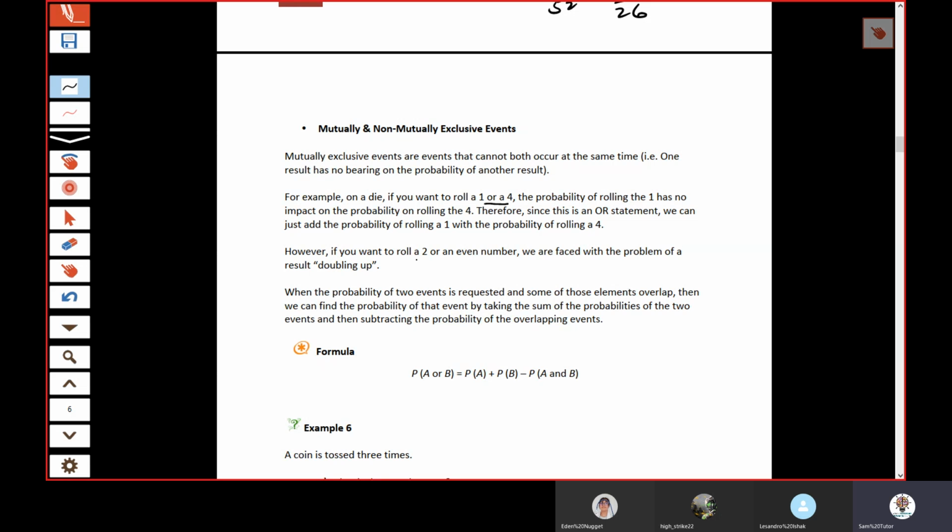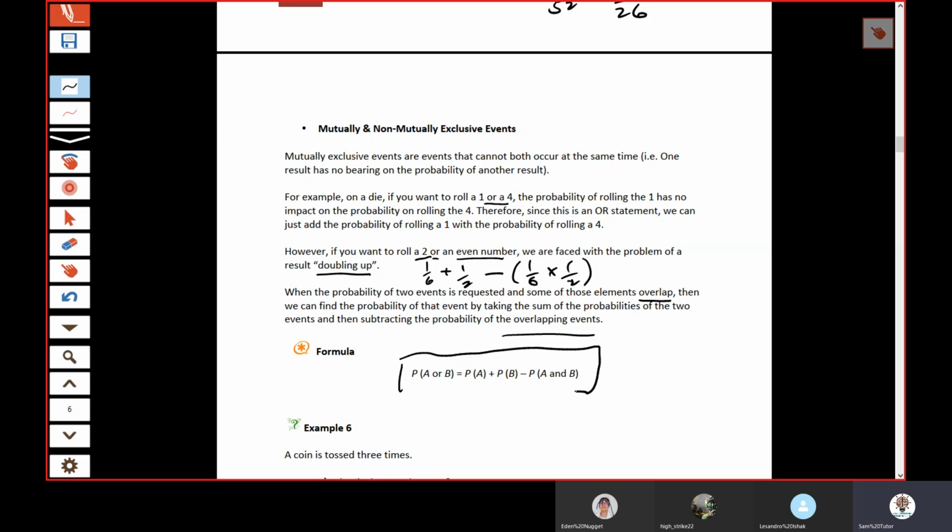However, if you want to roll a 2 or an even number, we are faced with the problem of a result doubling up, right? Because 2 is an even number. So you can't just go, okay, probability of a 2, 1 out of 6, probability of an even, a half. Problem is, you've already included the 2 in here. So when the probability of 2 events is requested and some of those elements overlap, then we can find the probability of that event by taking the sum of the probabilities, just like we just did here, and then subtracting the overlapping events. Oh, that's obvious, isn't it? So a sixth plus a half minus a half times a sixth.